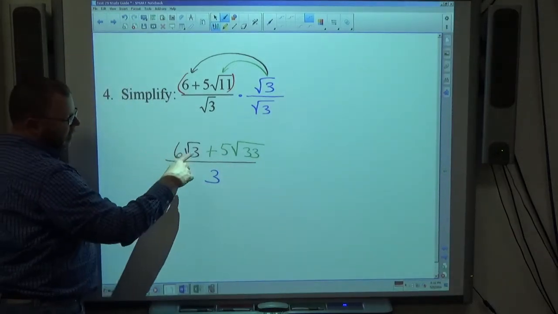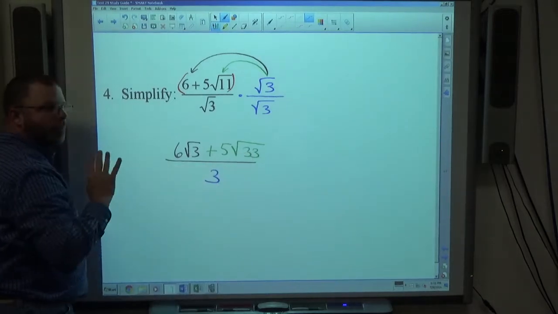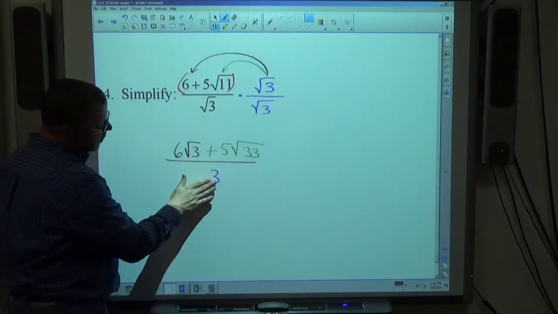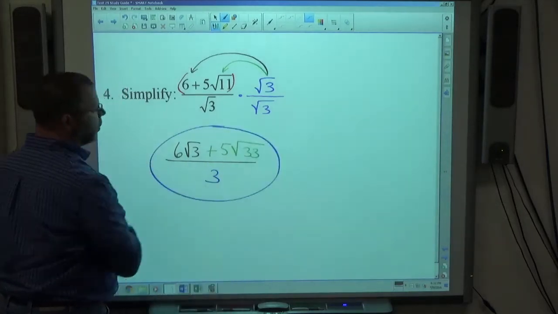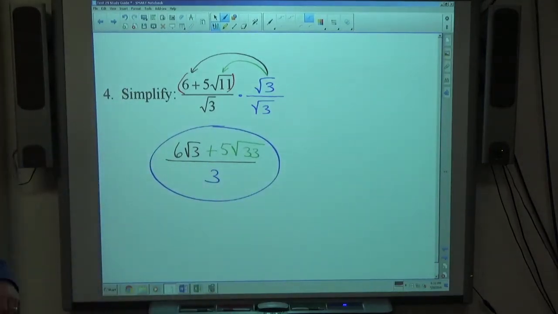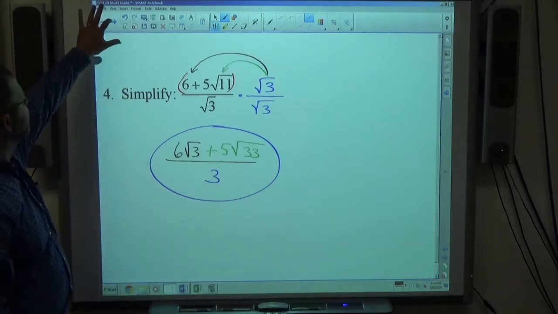And some people are tempted, they see 3, 33, and 3, they start thinking maybe I can reduce. But this 3 is outside, these 3's are inside, so you can't reduce. Don't expect it to reduce. Just once you get that done, stop there.